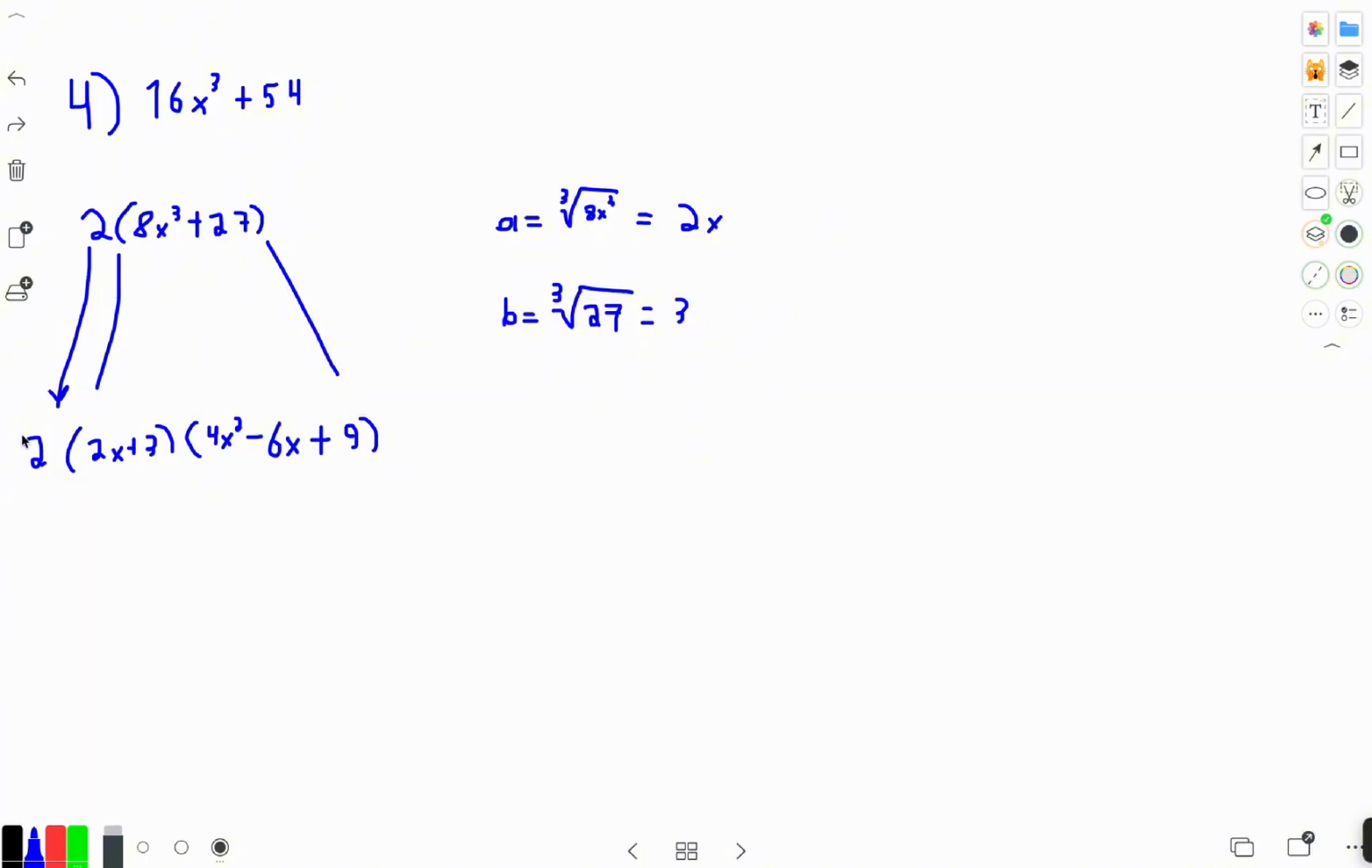Okay, you guys can notice that the 2 doesn't go anywhere. We just kind of forgot about it when we were identifying our a's and the b's, but the 2 is still always here. Okay, I hope you guys enjoyed this factoring video.